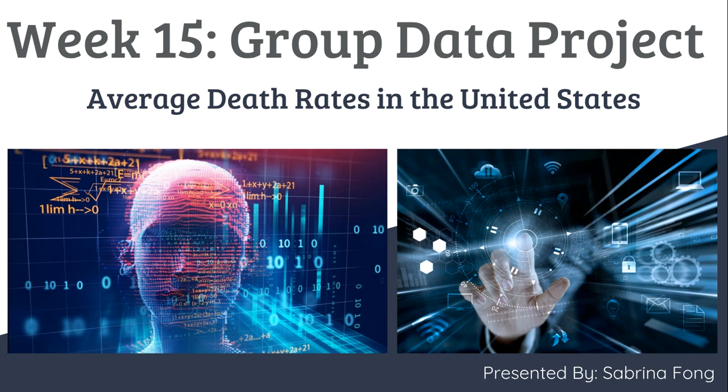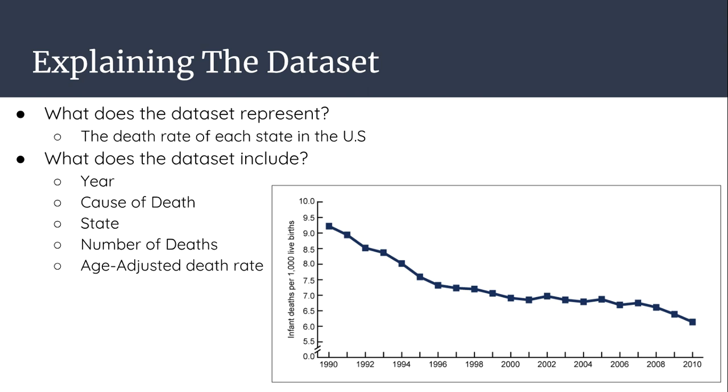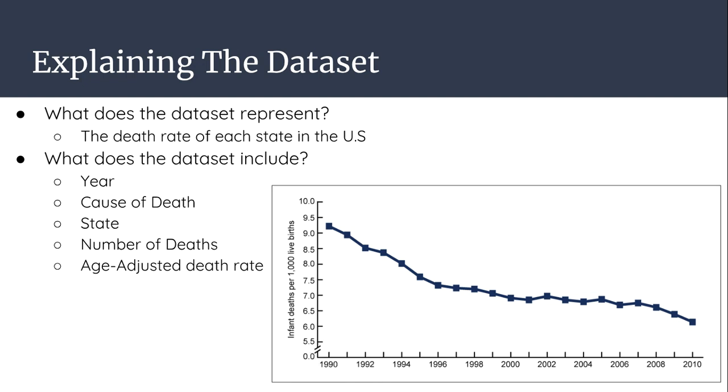This is the group data project, and this project is about the average death rates in the United States. So here is the data set that I used. This is the years, the cause names, states, deaths, and the age-adjusted death rate. Explaining the data set: what does the data set represent? It represents the death rate of each state in the United States. The data set includes the year, the cause of death, the state, number of deaths, and the age-adjusted death rate. And this is just a graph that I found on infant deaths per 1,000 live births.